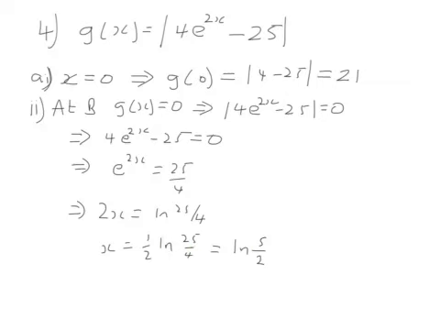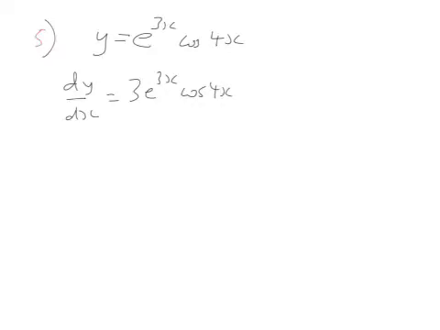So now we've got question 5. We've got to find the turning point of this, y equals e to the 3x cos 4x. So dy by dx, well, it's a product, so let's differentiate e to the 3x and leave cos 4x alone. And let's leave e to the 3x alone and differentiate cos 4x, that's minus 4 sine 4x.